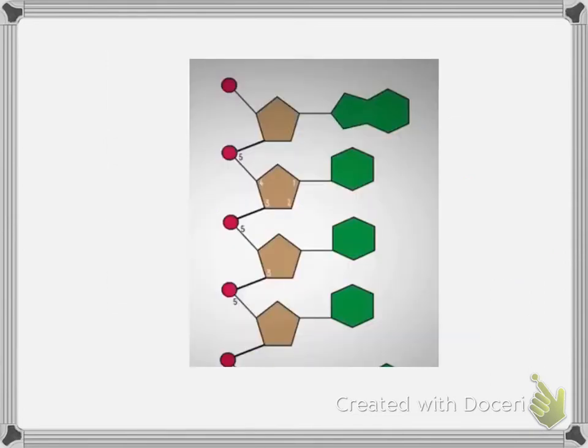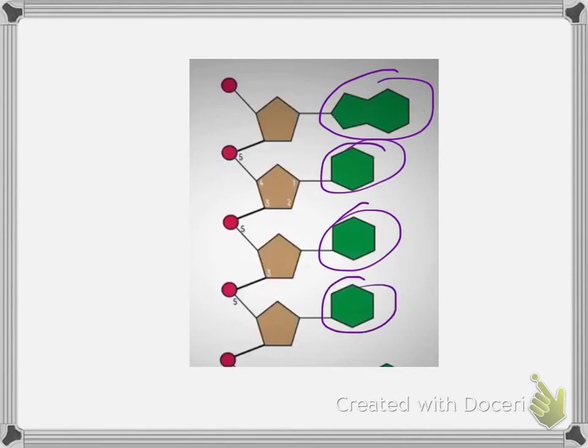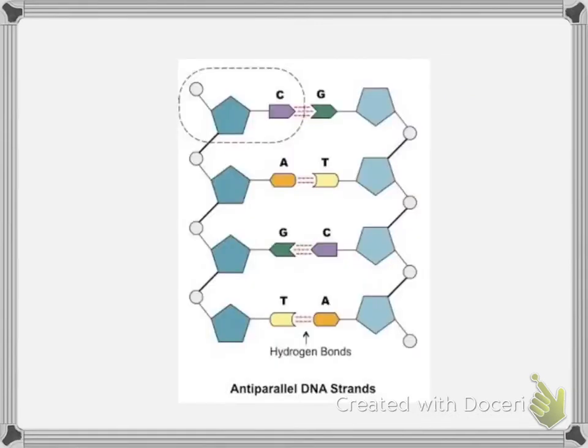These are the nitrogenous bases. This is a purine, this is a pyrimidine, and this is another pyrimidine. Purines are double ringed and pyrimidines are single ringed. So this is the structure of nucleotides, and these nucleotides are joined together by phosphodiester bonds to form DNA. We all know that DNA is double-stranded.